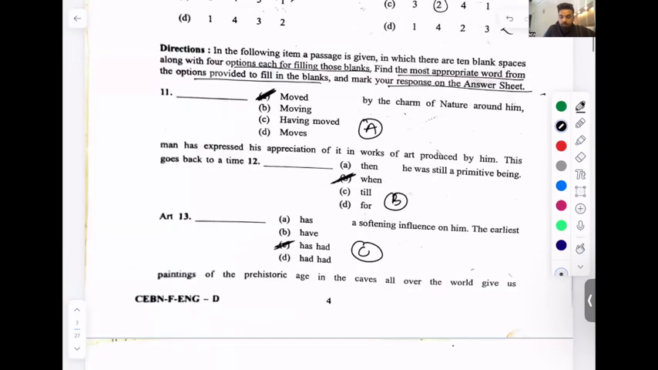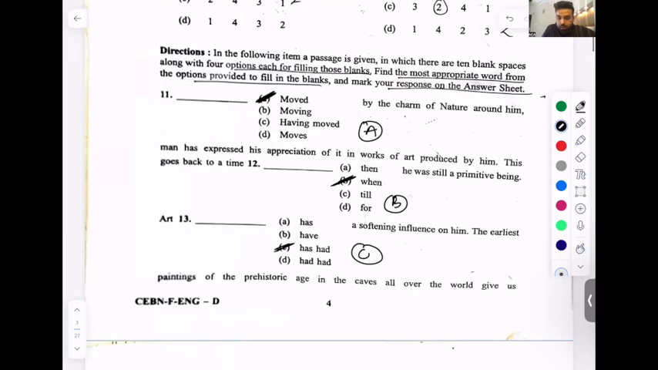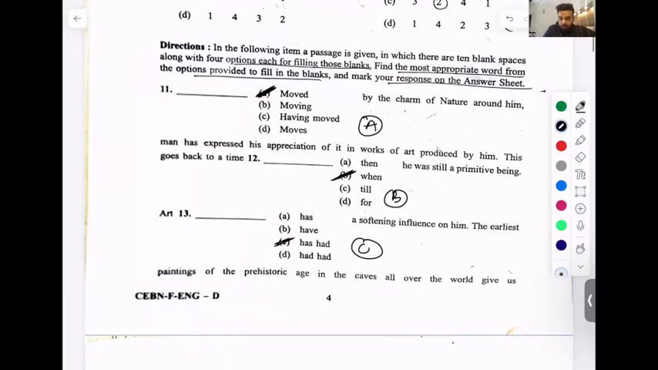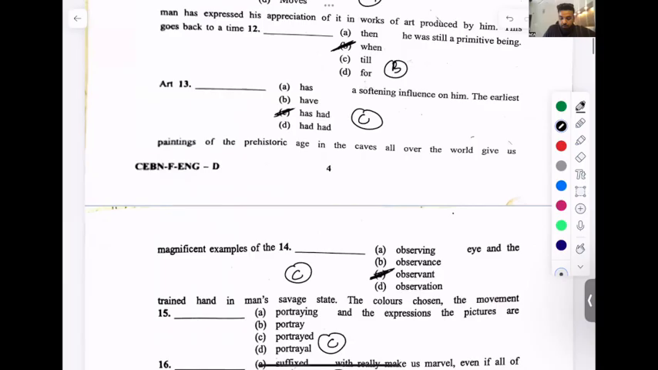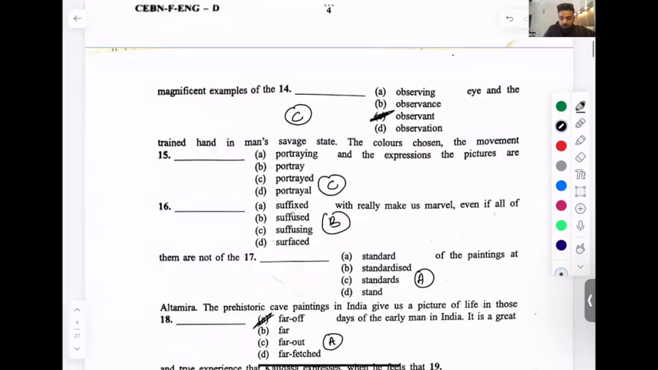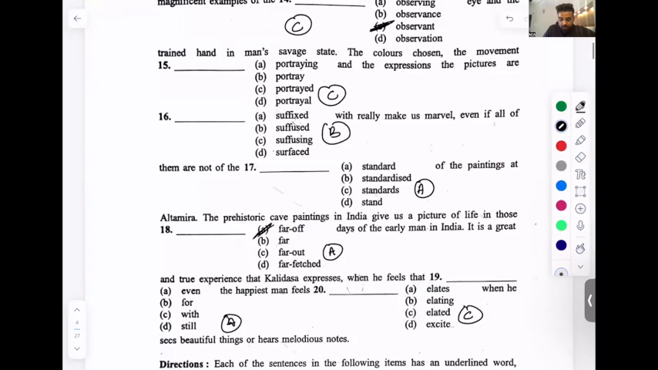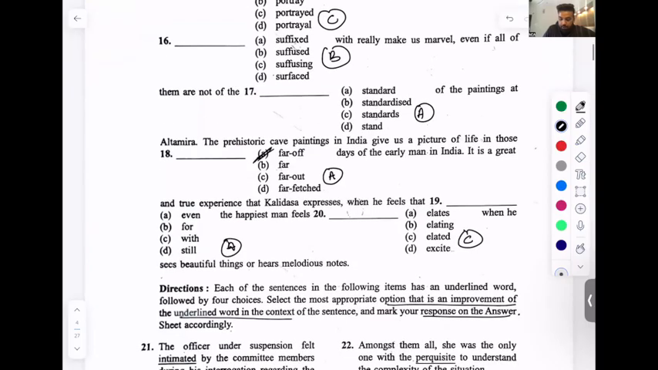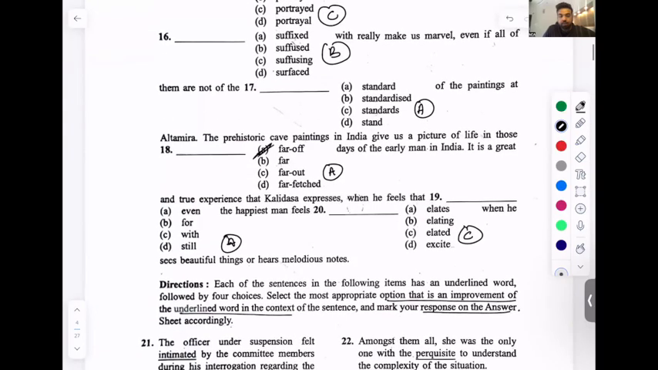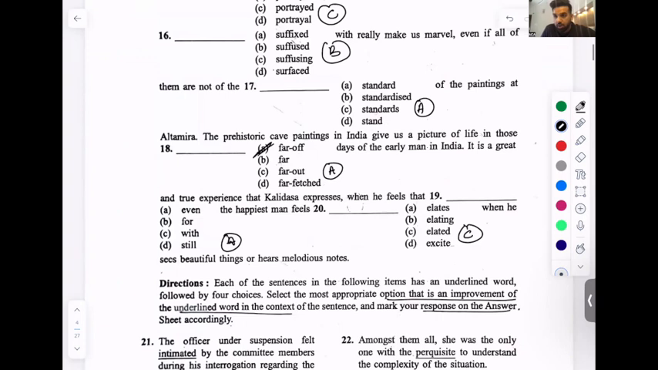The next one was filling in the most appropriate word. This was very easy. I expect all 10 to be correct. First Alpha, second Bravo, third Charlie, fourth would be Charlie, fifth would be Charlie, sixth would be Bravo, seventh Alpha, eighth Alpha, ninth Alpha, and you will have 20th as Charlie. I hope you got this all correct because this was the easy section where you could have scored a lot more.